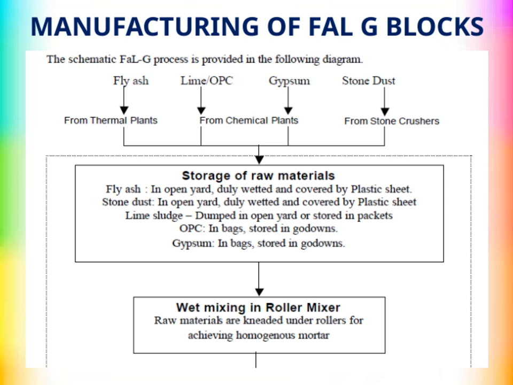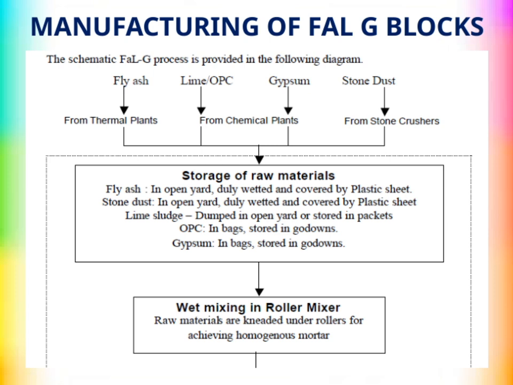Once the raw materials are prepared, they are carefully proportioned and mixed to create a uniform, workable mixture. This mixture is then poured into molds that shape the FALG blocks. After molding, the blocks undergo a curing process, which can involve steam curing or other methods to accelerate strength development. Proper curing is essential, as it influences the final strength and longevity of the blocks.